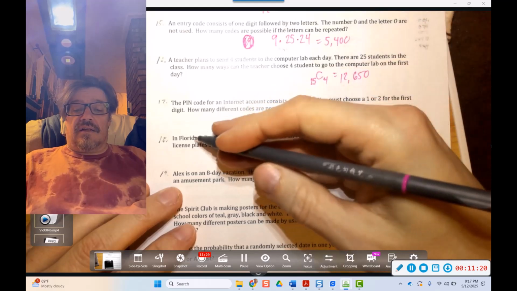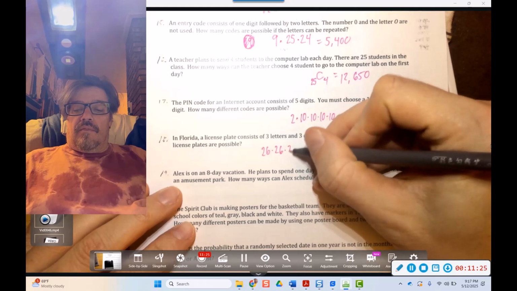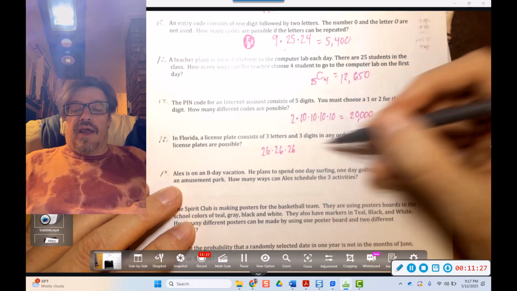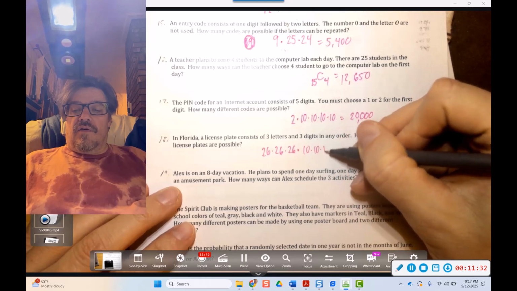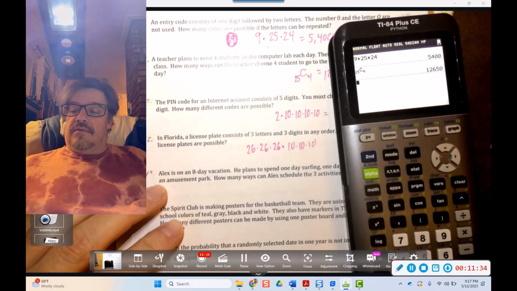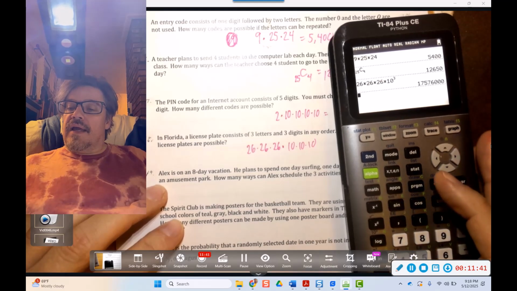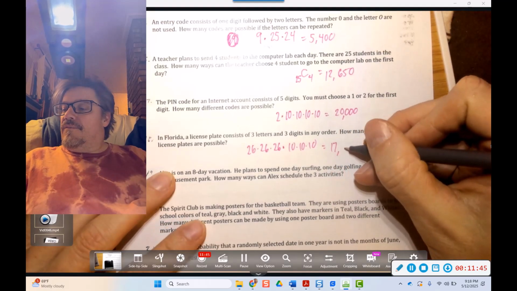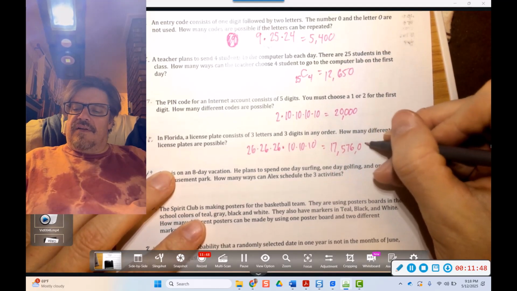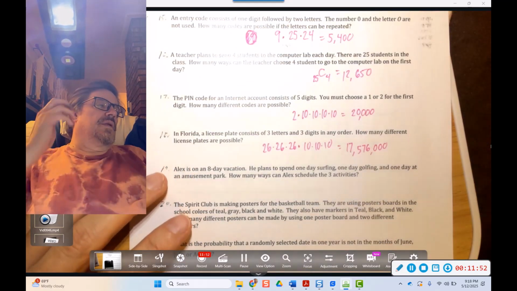It doesn't say that license plates can't duplicate their letters, so you could have AAA. So we got 26 possibilities there, and then we got 10 possibilities for each of the 3 digits, and that's it. So 26 times 26 times 26 times 10 to the 3rd power. And we got 17,576,000. Yeah, we definitely did this problem together because we talked about how we had enough plates for the state of Michigan, and absolutely we do.